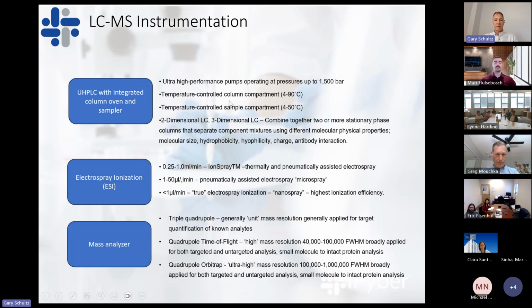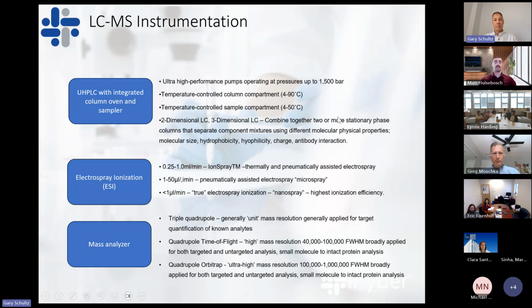The LC system itself incorporates temperature-controlled column compartments and also temperature-controlled sample compartments that enable us to improve retention time stability and also sample stability throughout the course of these hours-long runs.